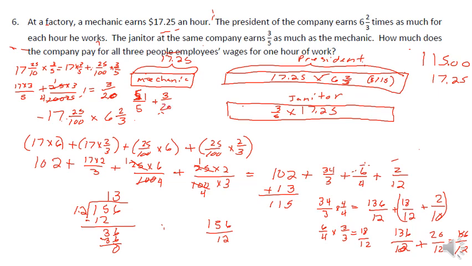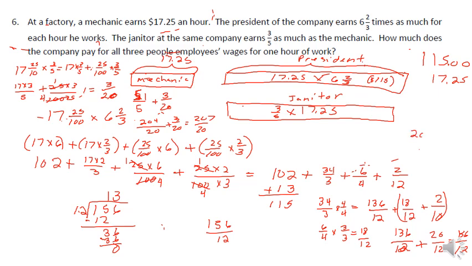Now, we can see we can turn this 51/5 into 20ths by multiplying by 4. So 4 times 51, and 4 times 50 is 200, and 4 times 1 is 4, so it'd be 204/20ths plus 3/20 equals 207/20ths. So this is what the janitor gets.